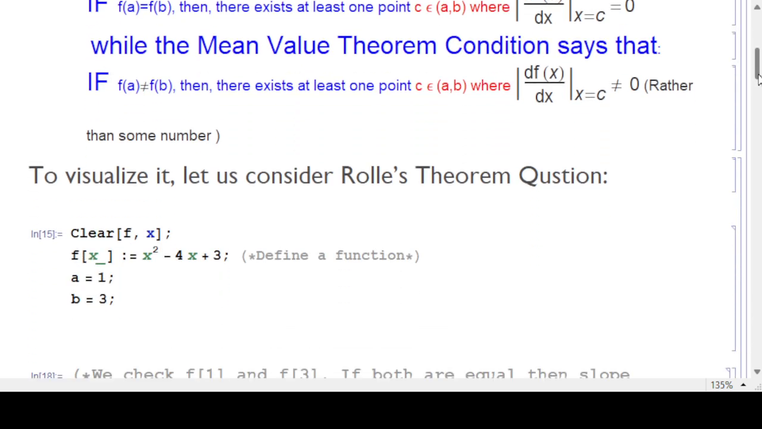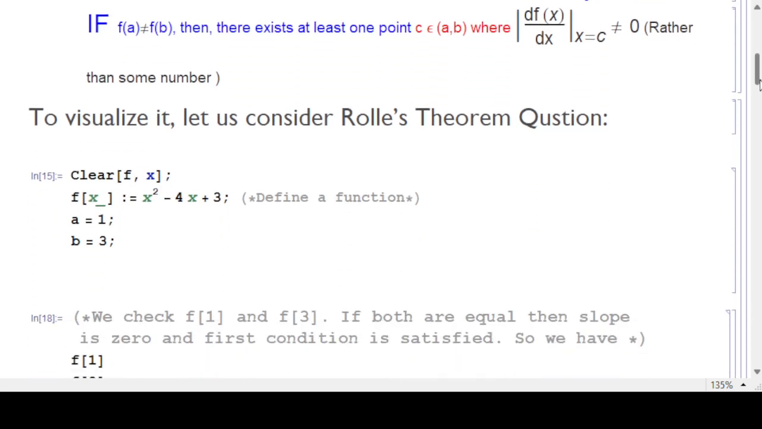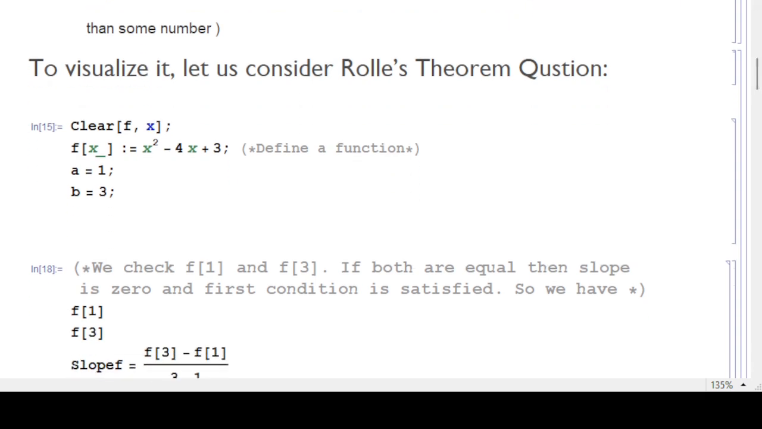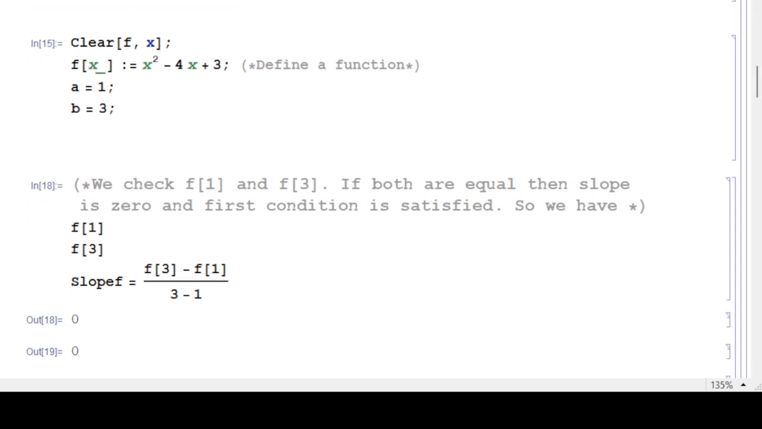To visualize it, let us consider Rolle's theorem in the form of a question. Consider the function x squared minus 4x plus 3. So we have defined the function and we define two values, a equal to 1 and b equal to 3. We check the values of the function f(1) and f(3). If both are equal, then the slope is 0 and the first condition is satisfied. To see it, we write f(1), f(3) and slope.